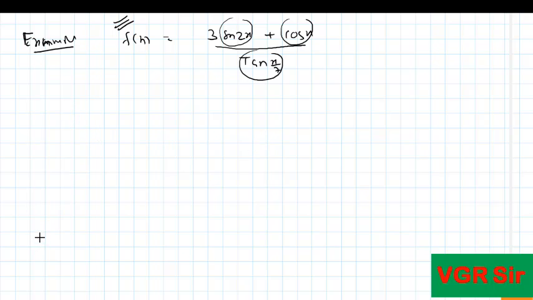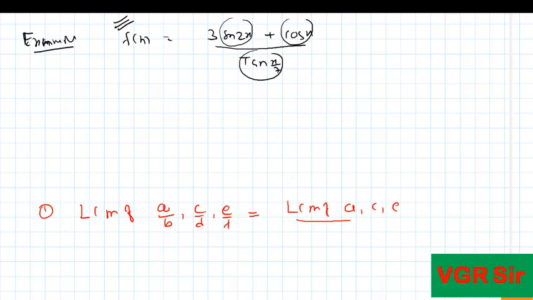But before that, one important note I will write here, with red color. LCM of fractions. How to find the LCM of a by b, c by d, e by f? We already have the formula. LCM of a by b, c by d, e by f equals the LCM of numerators a, c, e divided by the GCD of denominators. So this is the formula to find the LCM of fractions. By using this, you can solve problems here. So this should be remembered.